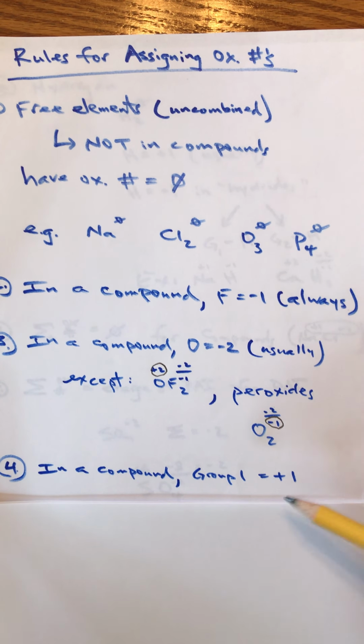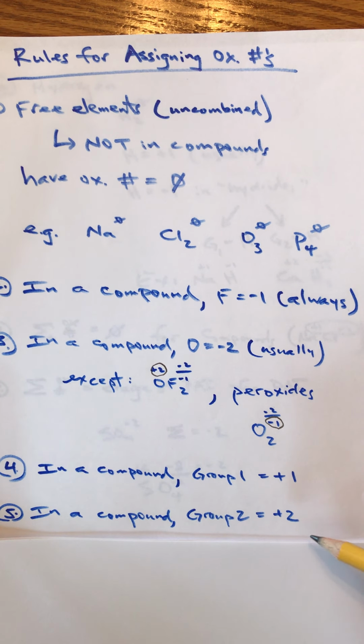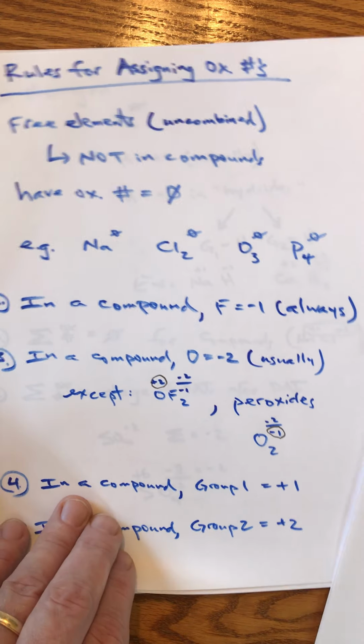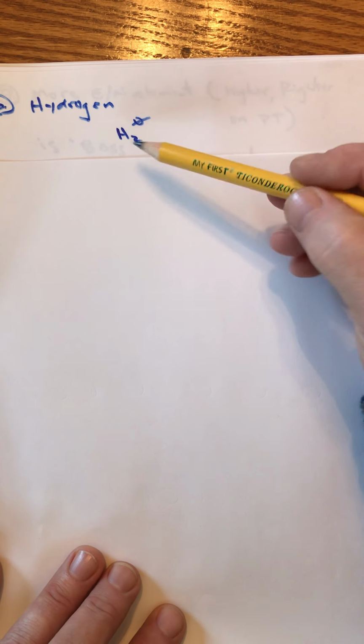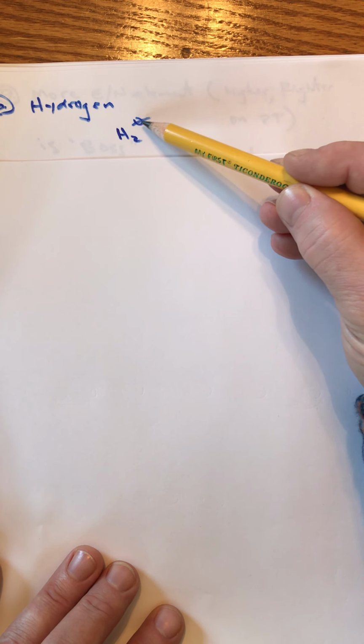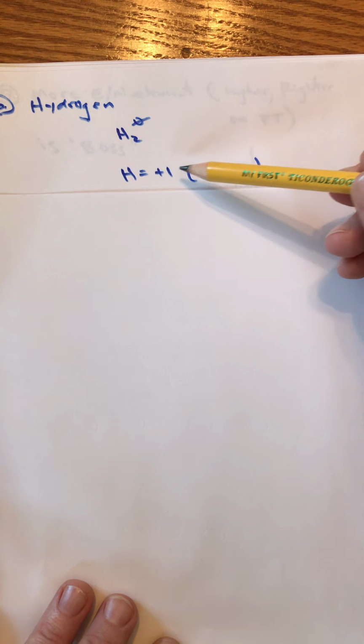Group 1 metals, they're going to be +1. Group 2 metals, they're going to be +2. Let's ring in some bells. I would hope so. Hydrogen's in group 1, but it's kind of separated. It's not an alkali metal. But if it's a free element, you know, H2, it's 0. But in a compound, it usually is +1.